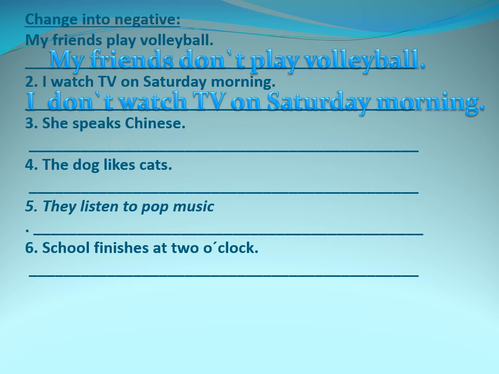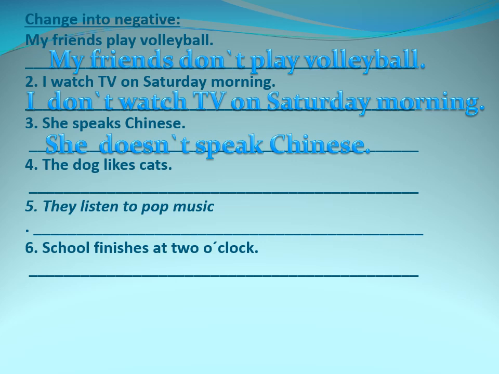Okay, number 3, she speaks Chinese. When I have s in the verb, I have to put doesn't in the negative form. So I have to say she doesn't speak Chinese. And I have to write does, or don't, or doesn't in small letters because it's in the middle of the sentence, not at the beginning.